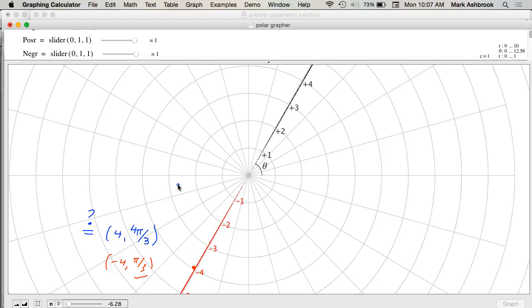Okay, so let's give you some practice here. Any questions on this? Remember, think theta first, then that terminal angle points in the direction of positive r. Negative r then is if you turned around and started going the other way from that terminal side.